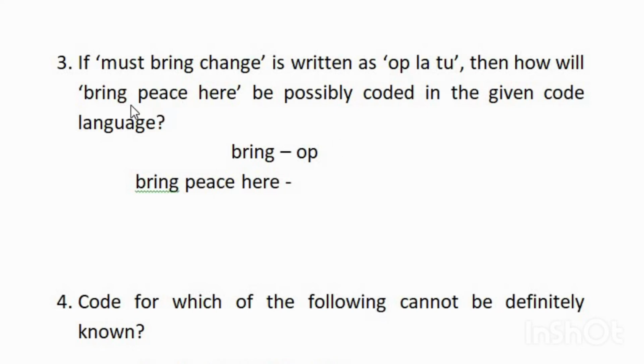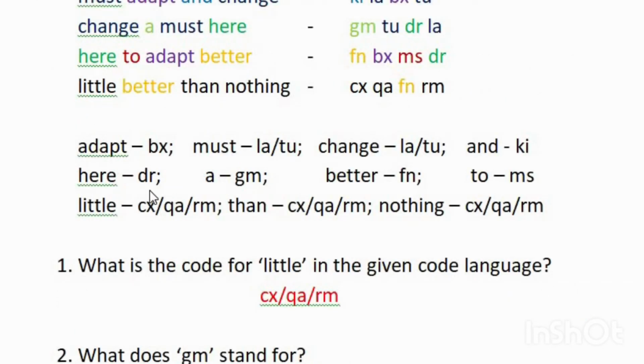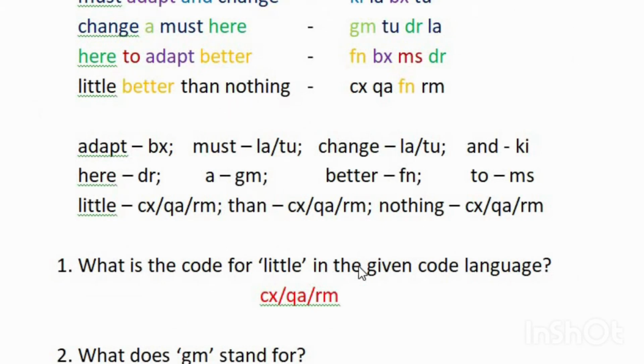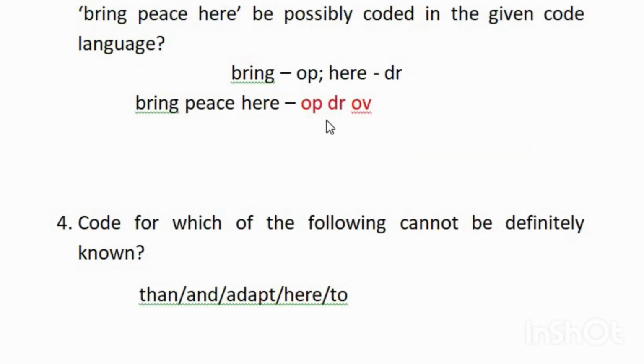Now our question is, how will bring piece here be possibly coded in the given code language? We got the code for bring, it is OP, and we know the code for here. The code for here, it is DR. So we can write instead of bring and here OPDR. But the word piece is not found in our question, right? So we have to choose that option which is having the code from outside. Here I am writing OV because OV is the code which is not found in any of the words given in our question, right? So OPDR OV is the answer.